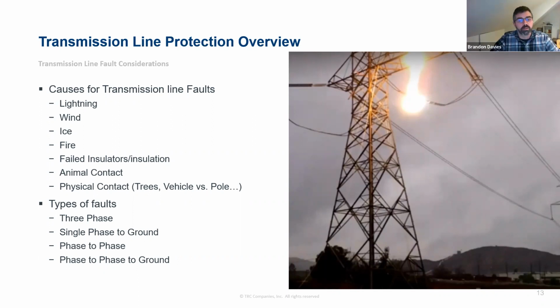Yeah, so the mutual coupling is a much bigger issue for your ground faults and ground protection. And so typically we're looking at the zero sequence mutual coupling. There, we really don't have to consider coupling for the phase or positive sequence quantities.